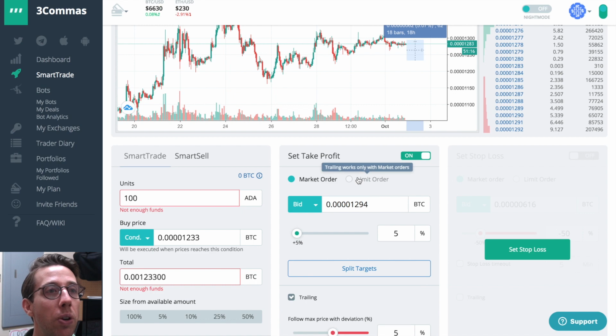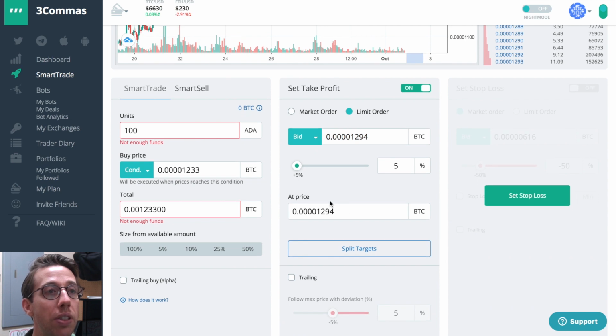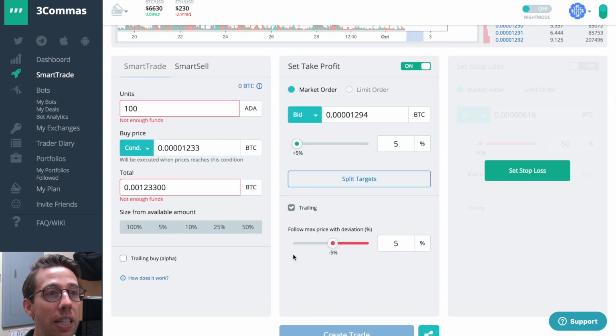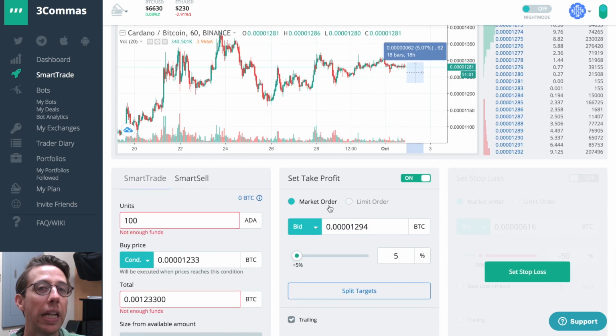Note that limit order is only available when you turn off trailing. When you select limit order, you can select what price, and then we're good to go. But wait a second. What's this? Trailing take profit is one of the things that really got me hooked on using 3Commas. Take a look at this GIF to learn more about trailing profit.